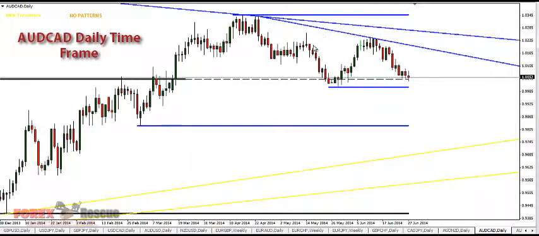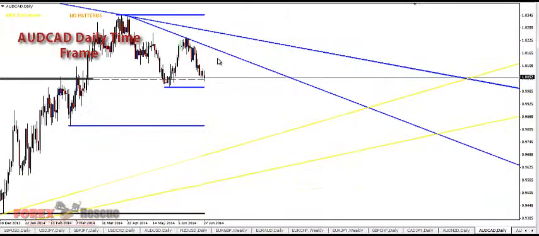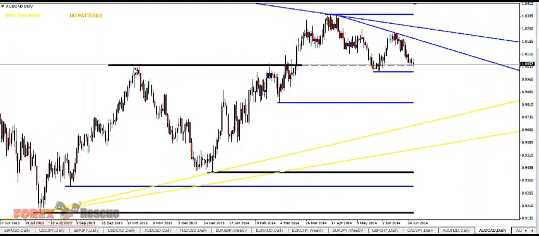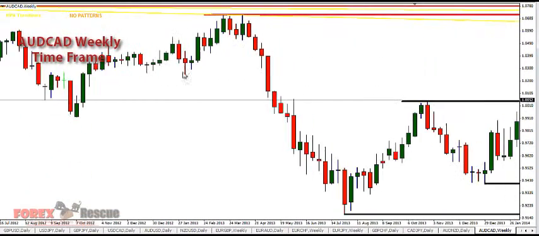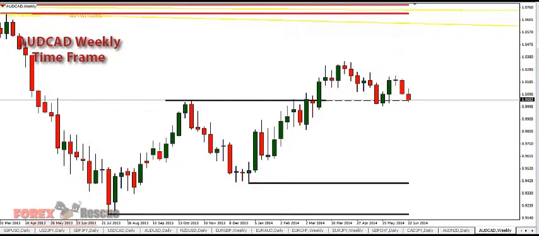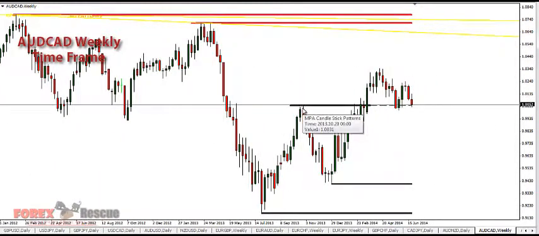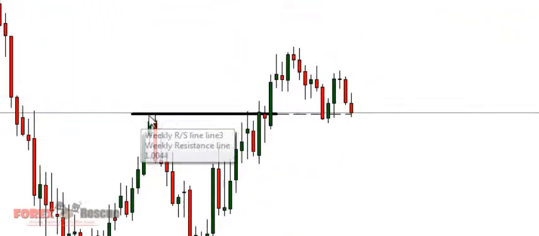Now if you look at this Aussie card daily time frame, I want you to take note of something. You can see this strong weekly area of resistance turn support here. Now let us go to the weekly time frame and see it clearly. This is the weekly time frame. This is a strong area of resistance, turn support.